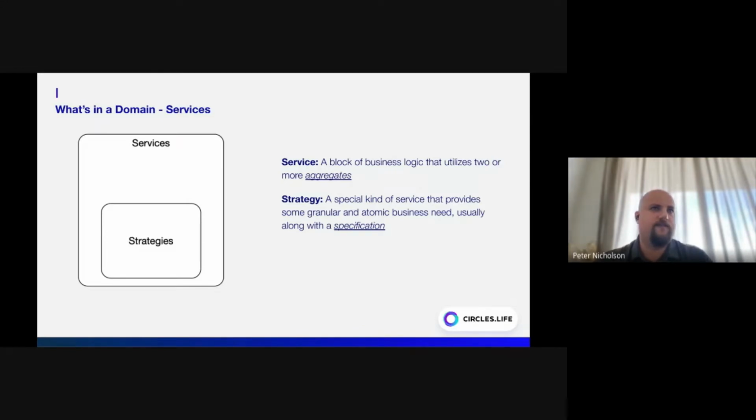Now, likewise, when we talk about the billing domain, we might have a prepaid billing strategy and a postpaid billing strategy to dictate how the users are billed based on if they're a prepaid customer or a postpaid customer. So those are when these services become strategies.